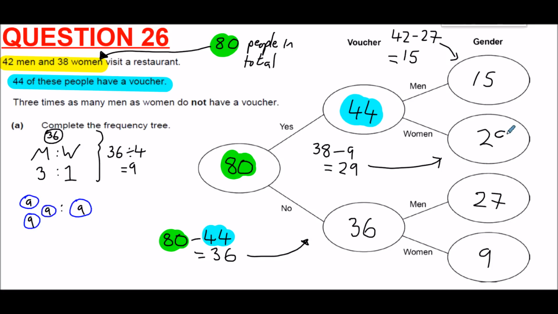And as a double check to make sure our figures make sense, total these up. 15 plus 29 gives us 44, as it should. 27 plus 9 is 36. And as I said from the very beginning, 44 plus 36 is the 80 we began with all along. So that's question 26A done.